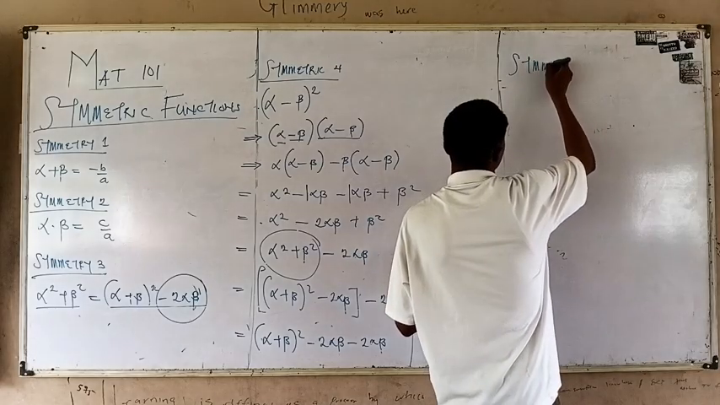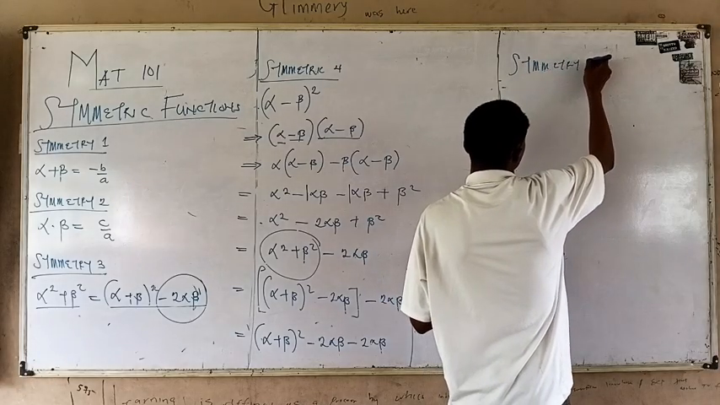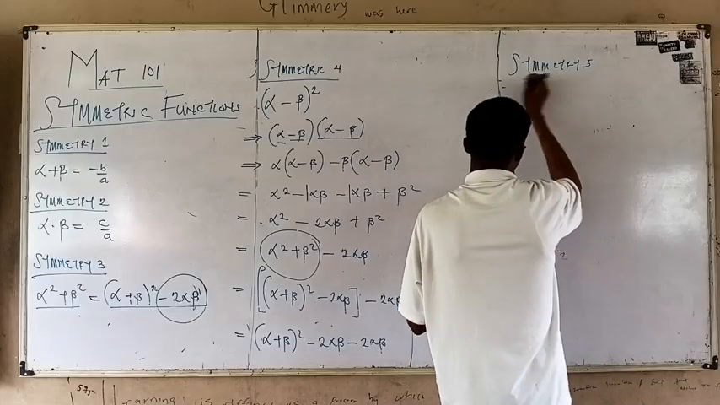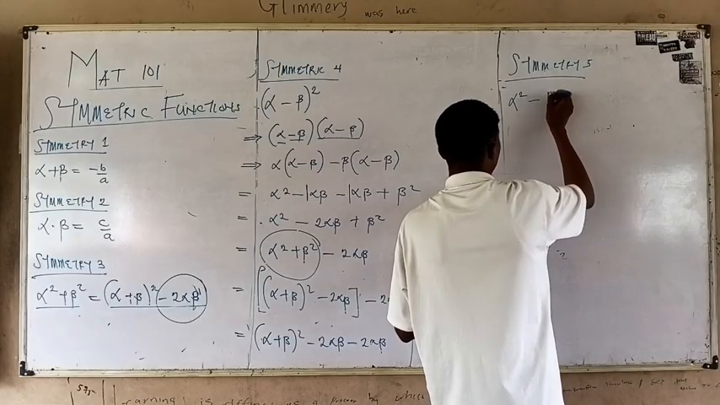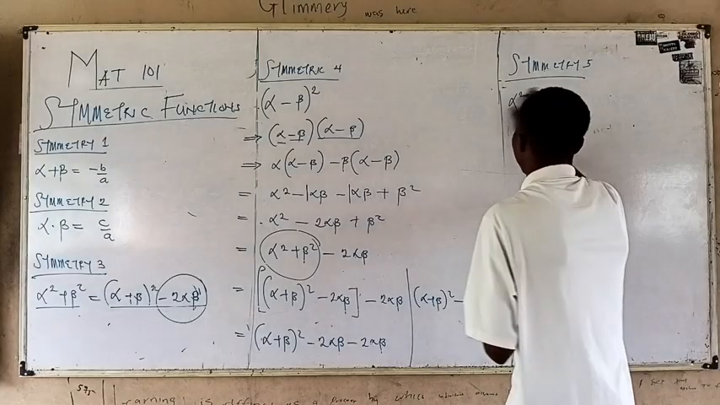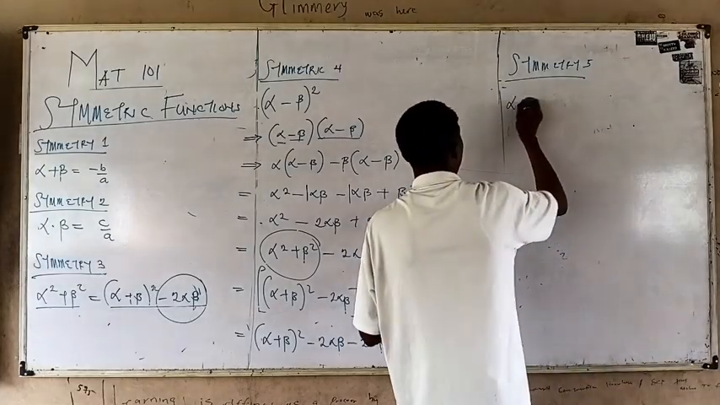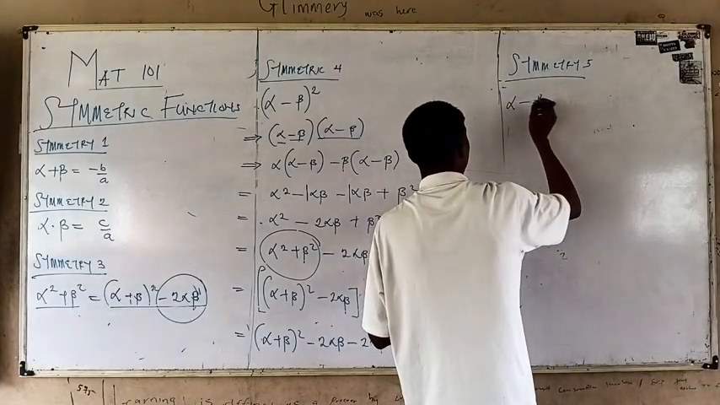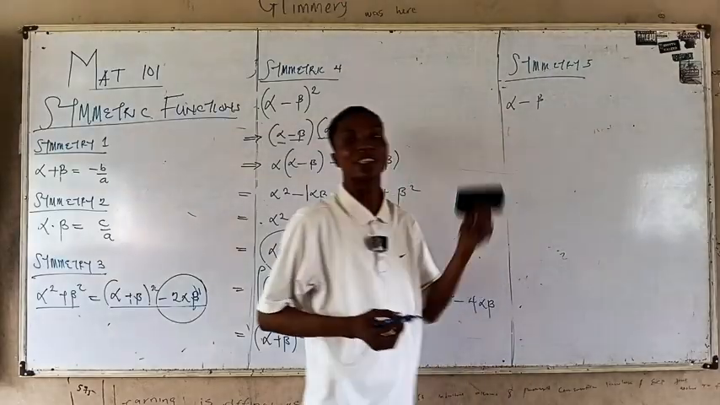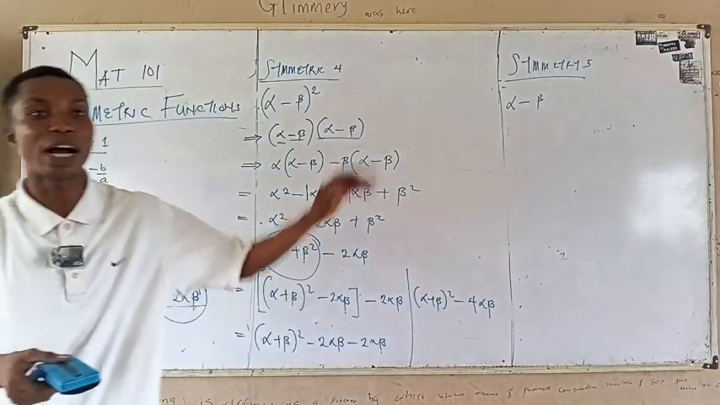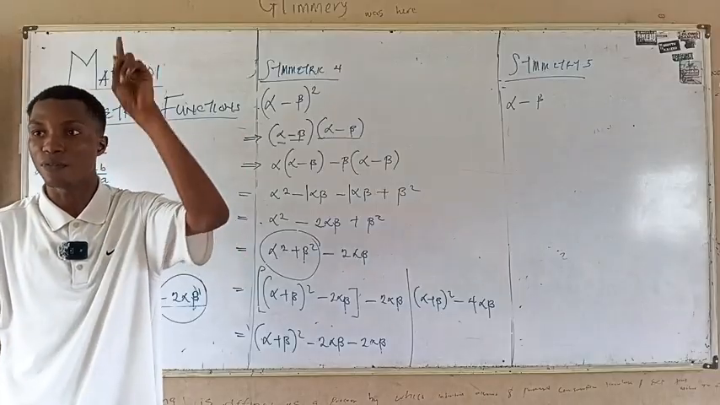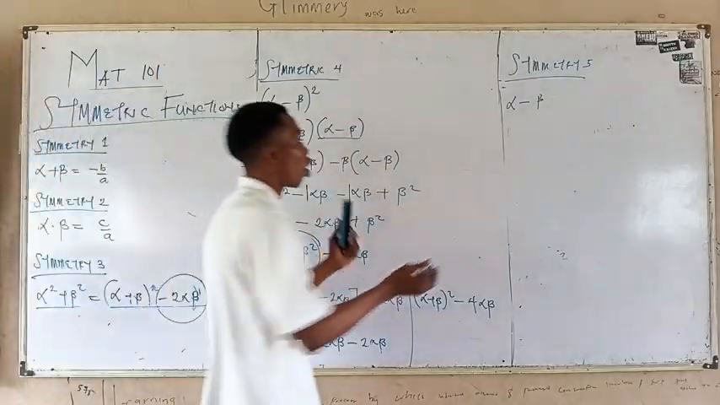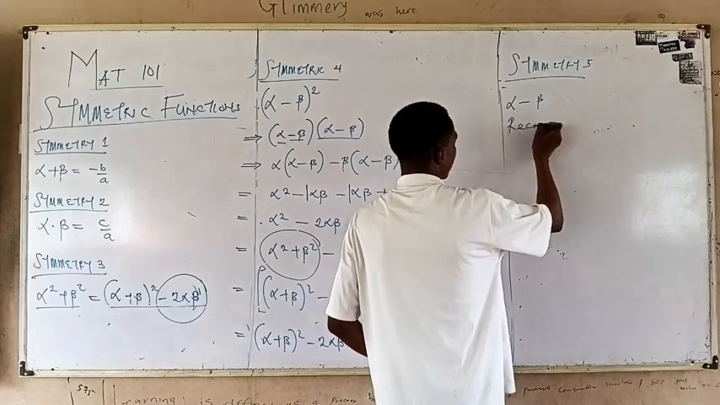Let's try symmetry 5. In symmetry 5, what if you have alpha square minus beta? Okay, before then, what if I have alpha minus beta? Yes, they usually ask this question also. What if I have just alpha minus beta? Very smart. Very, very smart. I like that. You are thinking very smart.